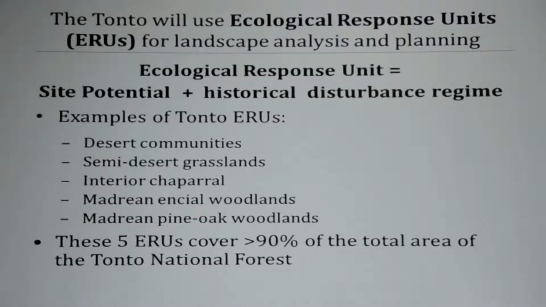Examples of Tonto ERUs include the desert communities, semi-desert grasslands, interior chaparral, Madrean encinal woodlands, and Madrean pine-oak woodlands. These five cover 90% of our area. So these are our major ones. These are the ones that we really pay attention to. Now, we pay attention to all of them, but these are the ones that most people deal with when they use the Forest Service.